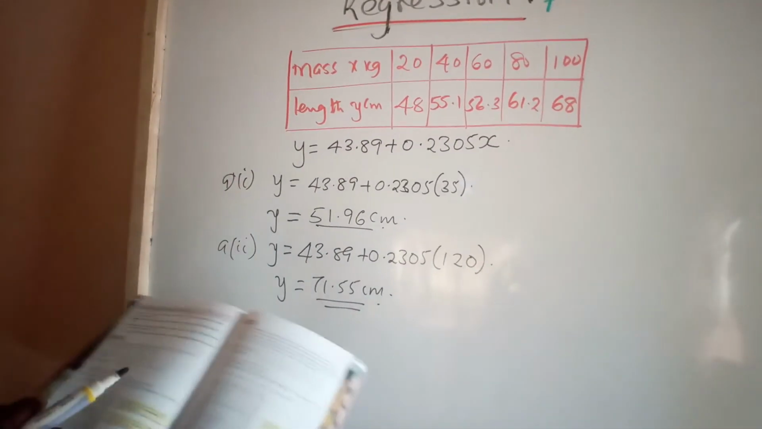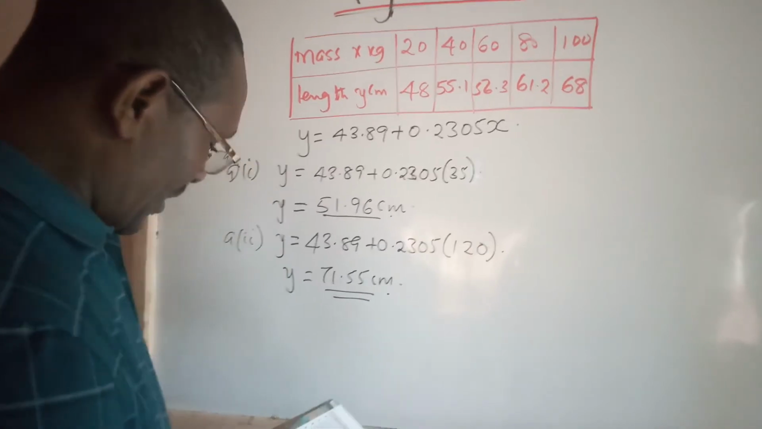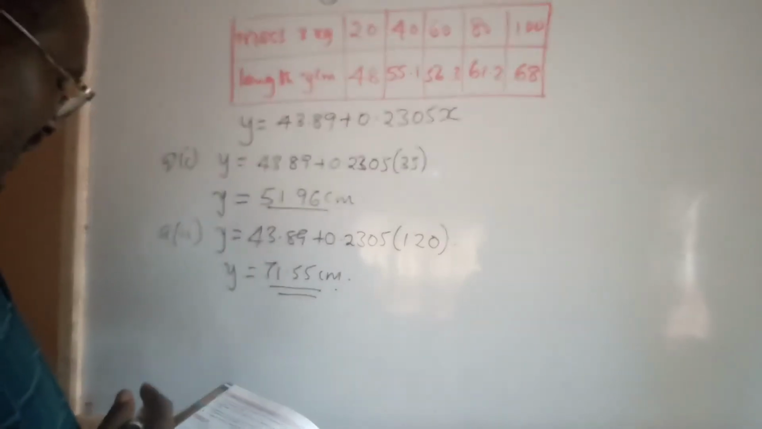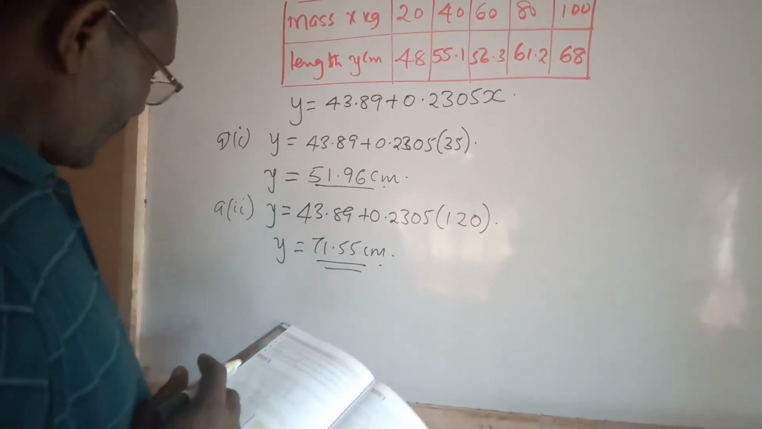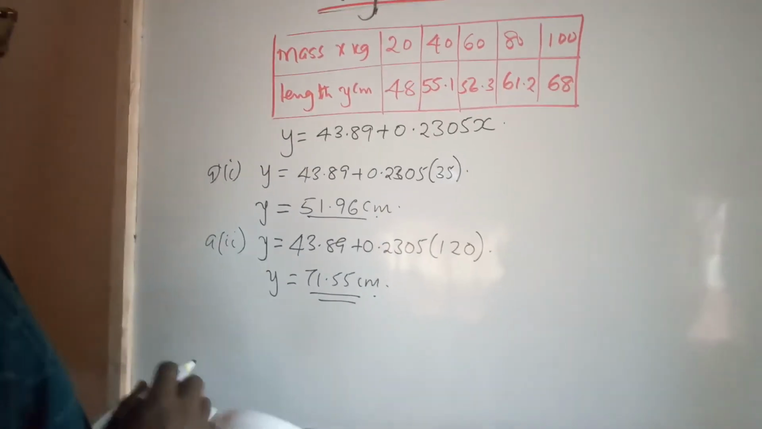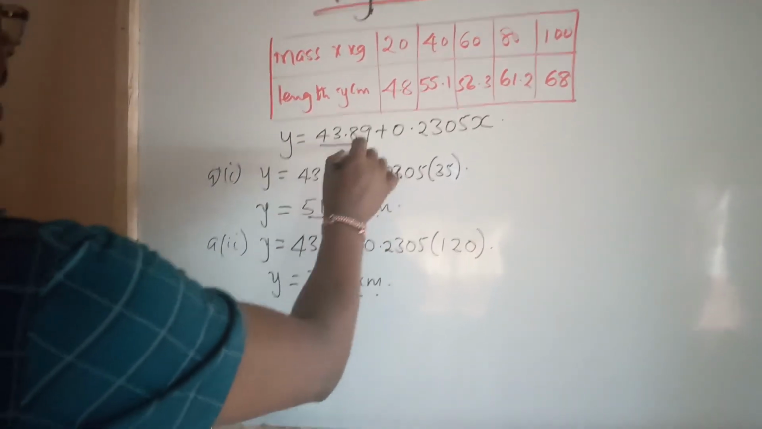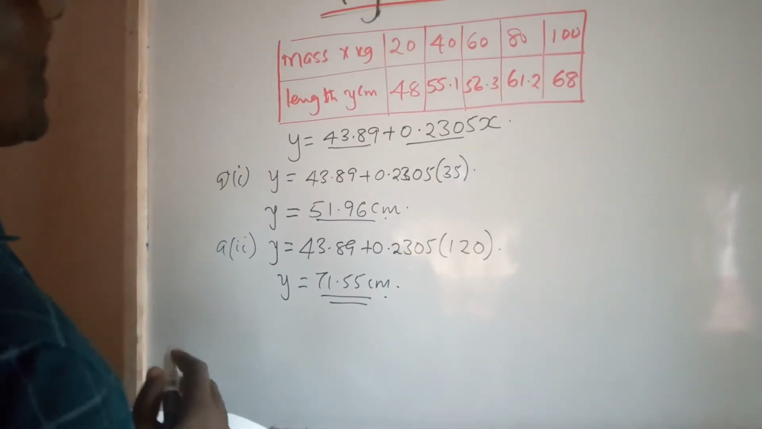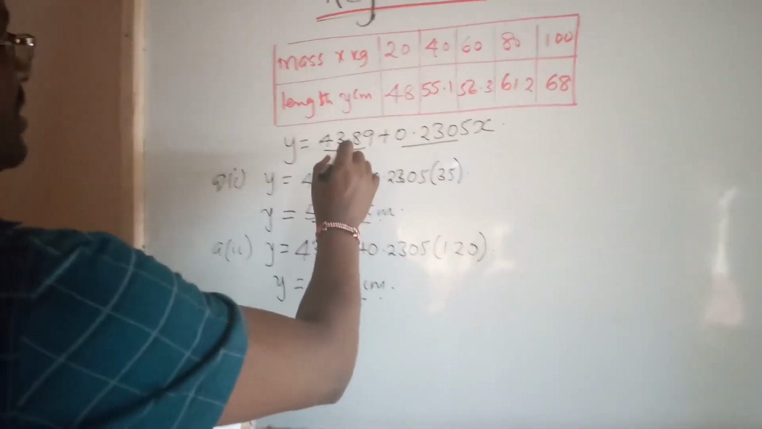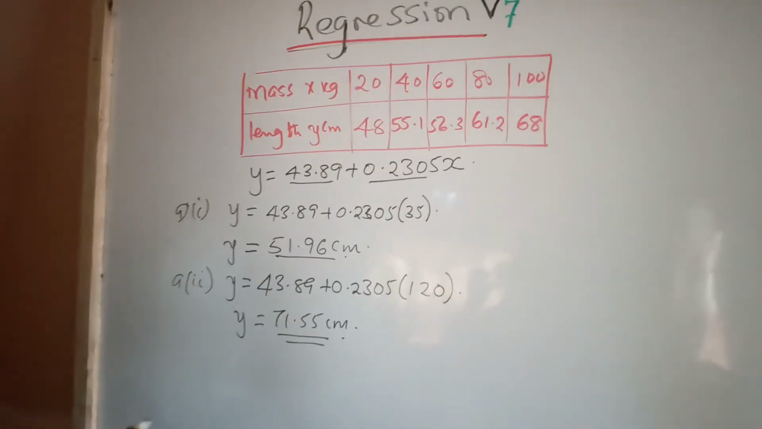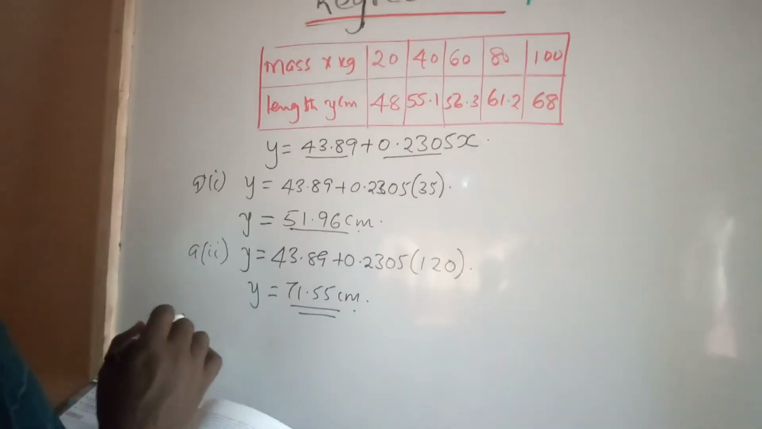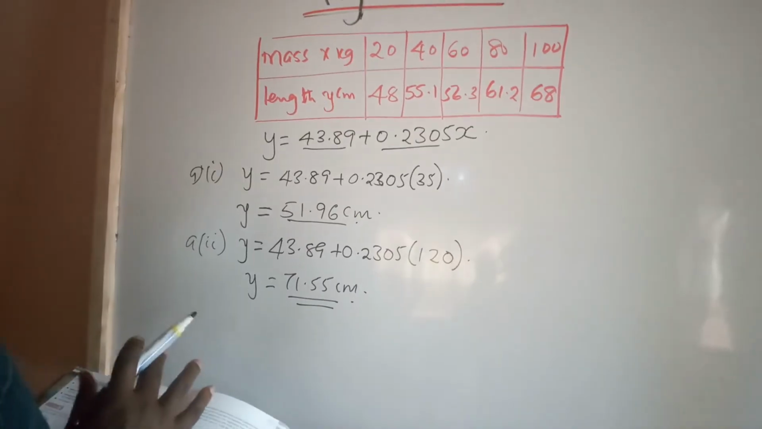But listen to part B of the question. It's asking us, explain what the two constants 43.89 and 0.2305 mean in this context. If you look at the equation of regression of y on x, we have two constants, 43.89 and 0.2305. This one resembles the equation of a straight line, whereby 43.89 is the y-intercept. That means 43.89 is the length of the spring when we have zero mass placed on it.